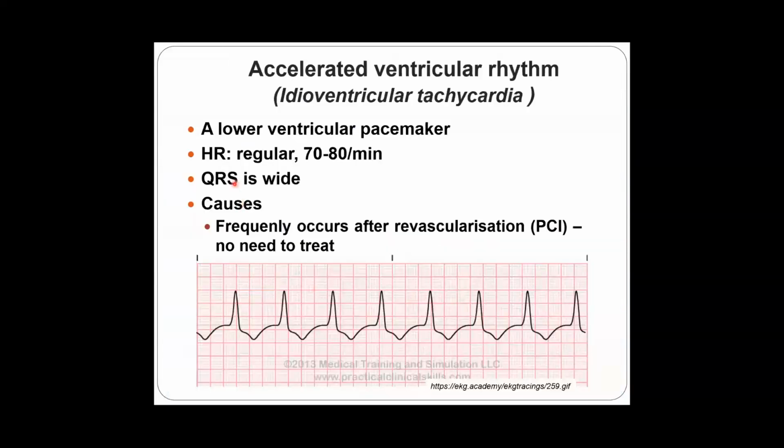we can have accelerated ventricular rhythm when the rate is falling into the normal rate, the regular 70, 80, but the QRS is wide, okay? And QRS is wide and it's rhythmic. This is what we call an idioventricular tachycardia or ventricular acceleration, and usually occurs after revascularization, and this does not need to be treated.